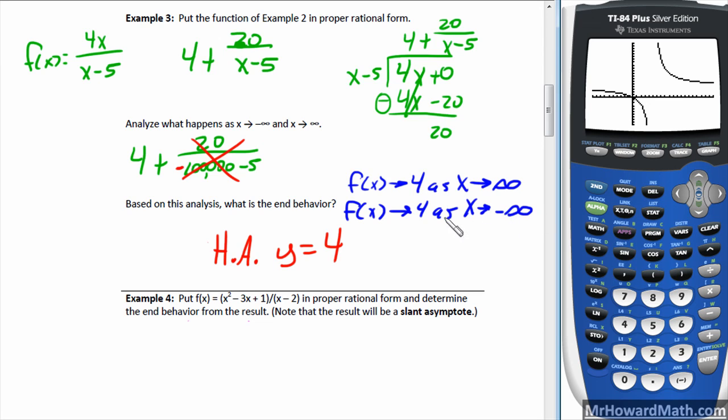And that was our symbol way of writing it in infinity notation to describe what is happening to the end behavior, and then also that tells us that we have a horizontal asymptote at y equals 4 based on this information. All right, now let's go to example 4.